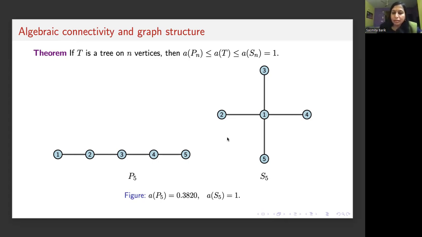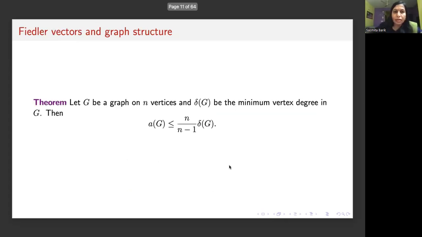Not only that, this result tells that algebraic connectivity is always less than or equal to n by n-1 times delta G, where delta G is the minimum vertex degree. The proof depends on another result. You can see the proof if you want. This is a bound for algebraic connectivity in terms of the minimum degree and n. The proof is there in Bapat's book, you can see.